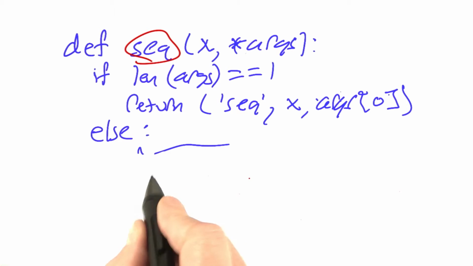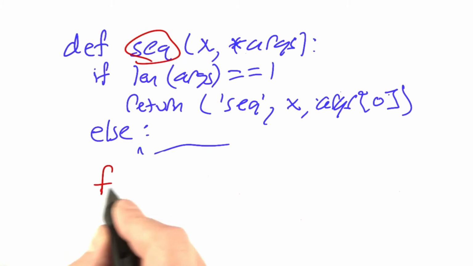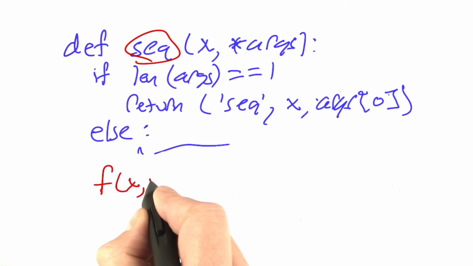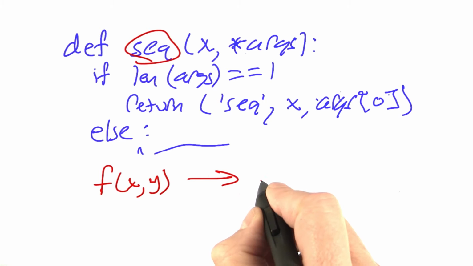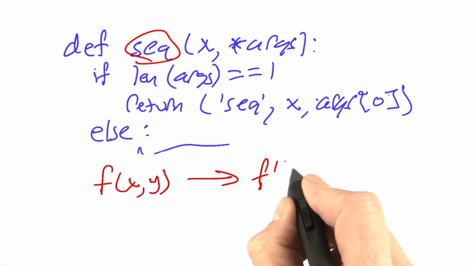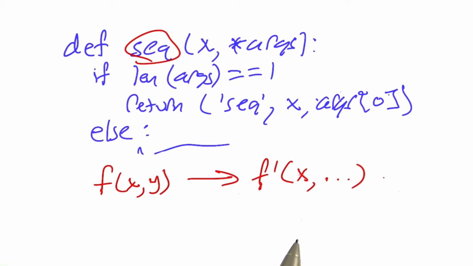So let's back up and say, what are we doing in general? Well, we're taking a binary function f of x, y, and we want to transform that somehow into an n-ary function, f prime, which takes x and any number of arguments. The question is, can we come up with a way to do that, to automatically change one function or modify or generate a new function from the definition of that original function?